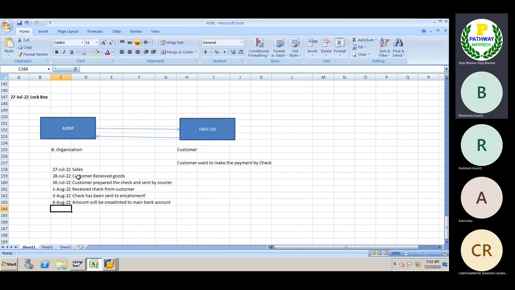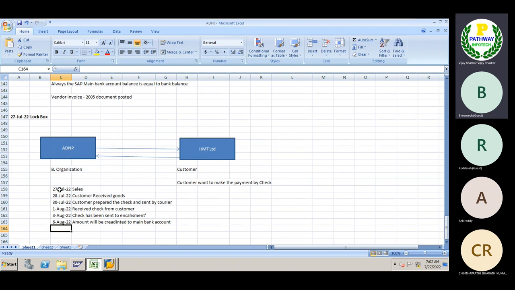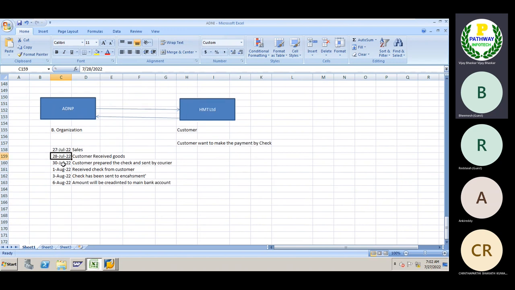So now you can see here, what happens is we made the sale on the 27th, then on the 28th we delivered the product to the customer. Then on the 30th of August the customer prepared the check and sent it to us by courier. Then we received the check on the 1st of August, and on the 3rd of August we deposited the check in the bank. Okay, the check has been sent for encashment or deposited into the bank for encashment.